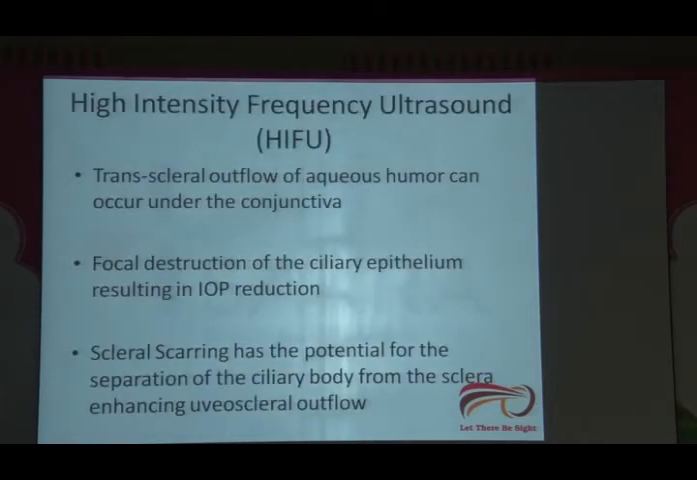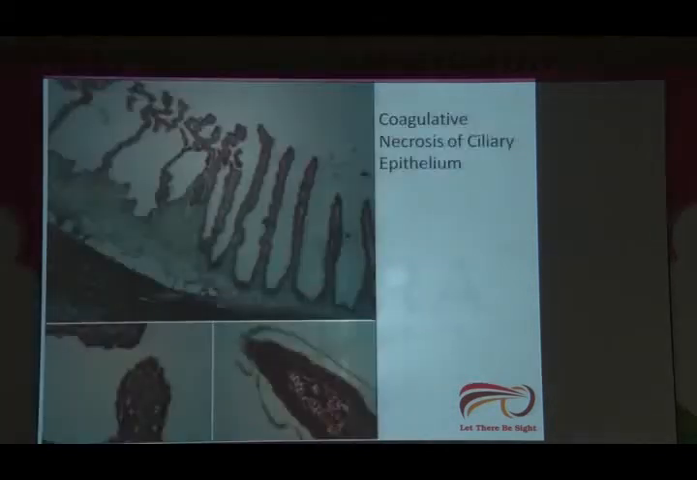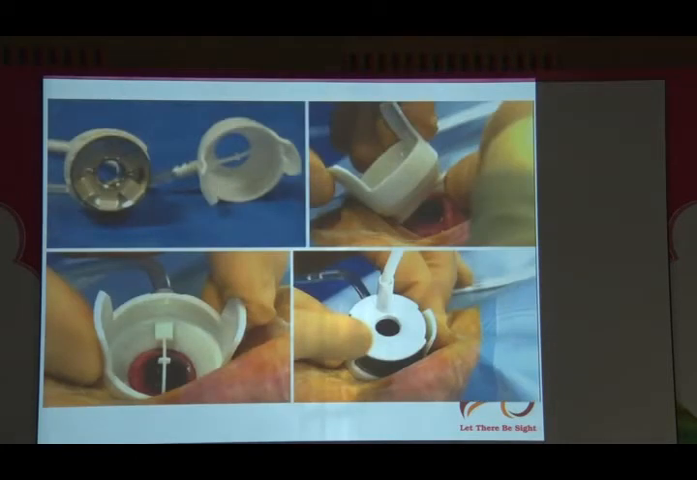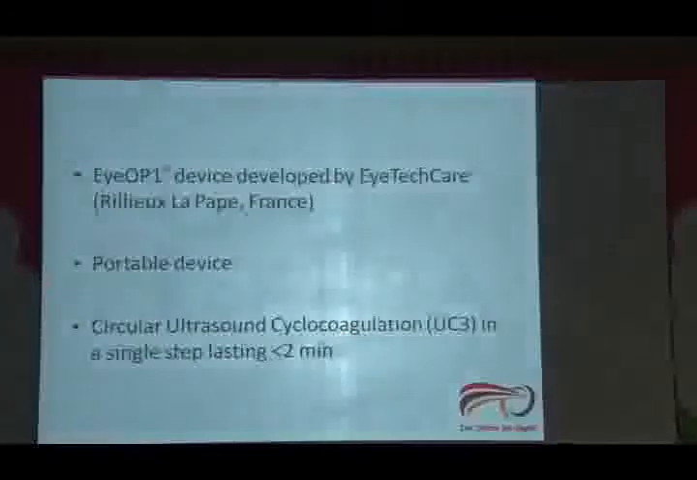High intensity focused ultrasound is another one, which uses a transscleral outflow of aqueous humor and causes focal destruction of the ciliary epithelium, resulting in intraocular pressure reduction. Scleral scarring has the potential for separation of the ciliary body from the sclera, further enhancing the uveoscleral flow. This is the coagulative necrosis of the ciliary epithelium, which is supposed to cause the reduction in the intraocular pressure. And this is how the device is kept. These are the areas from where the high intensity focused waves are emitted, the 6 areas there, over a period of 360 degrees in the limbus. So this is a portable device.